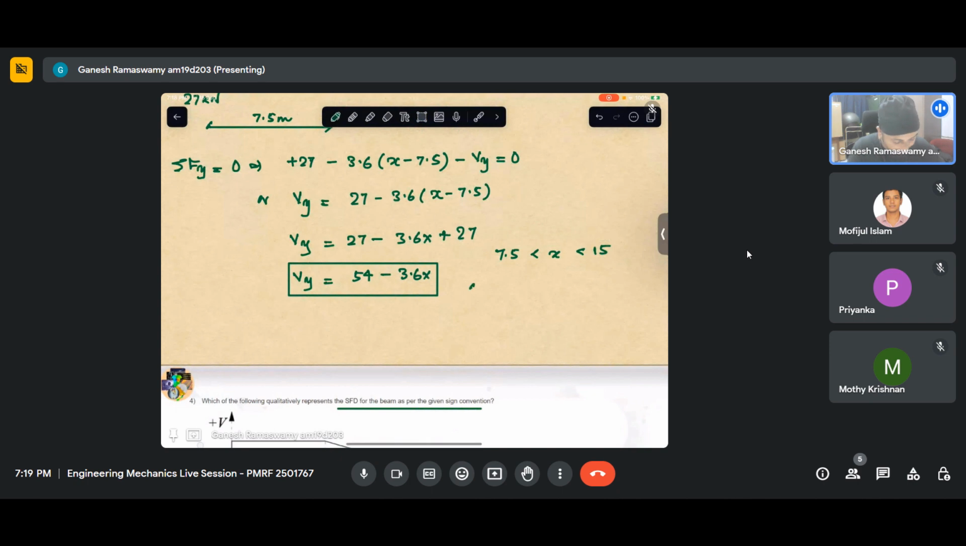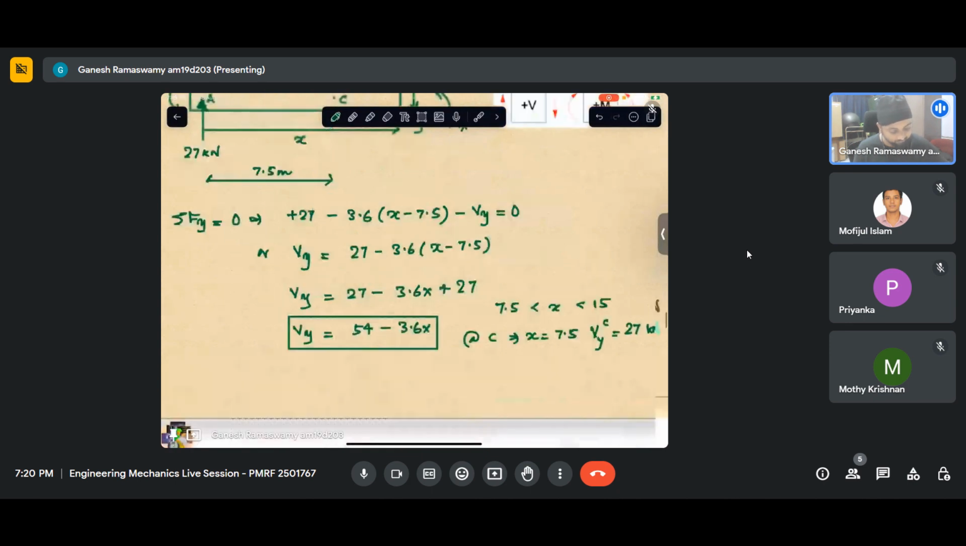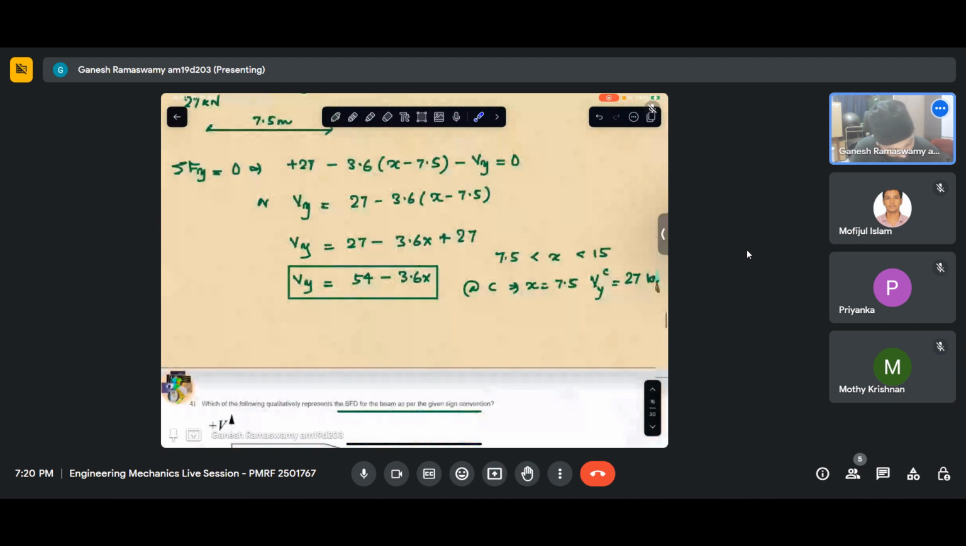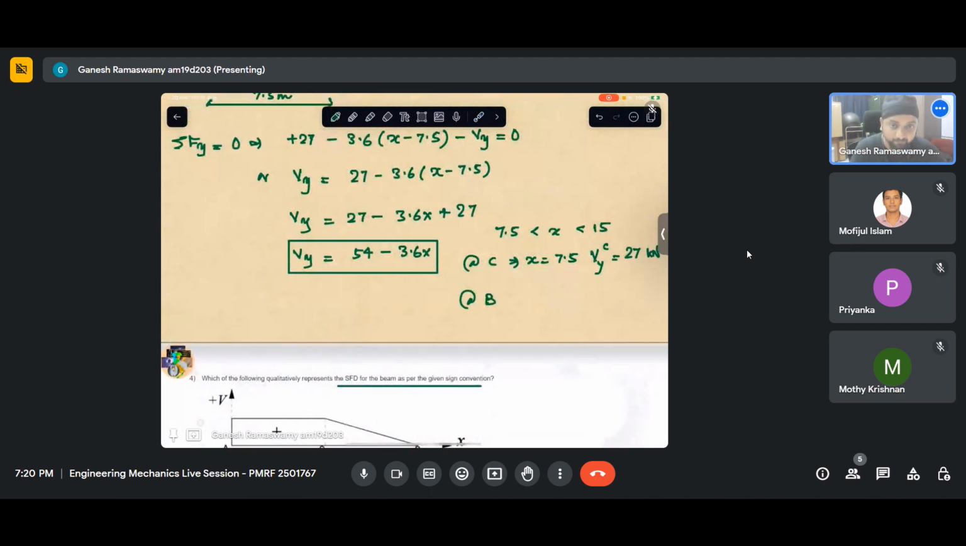So at point C, x is 7.5. So Vy at point C is 54 minus 3.6 into 7.5, which is 27 kilonewton. Is it consistent with what we got earlier? We are able to see that it is consistent here. Now at B, when x is 15 meters, Vy at B will come out to be 0.